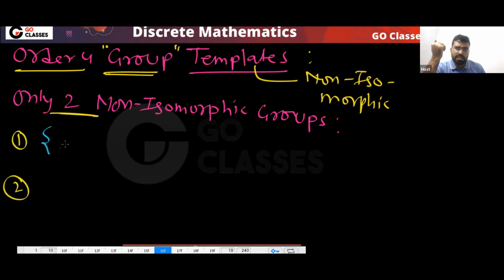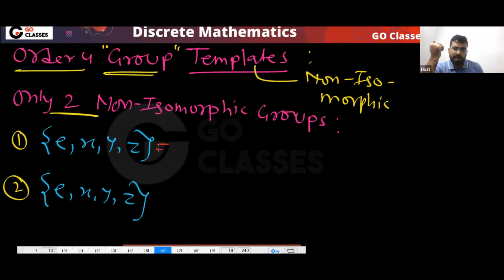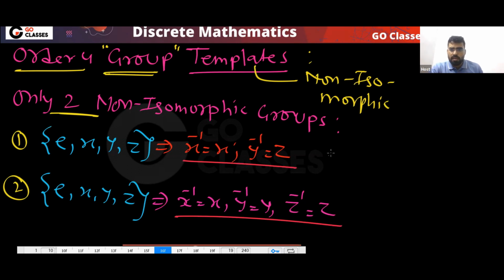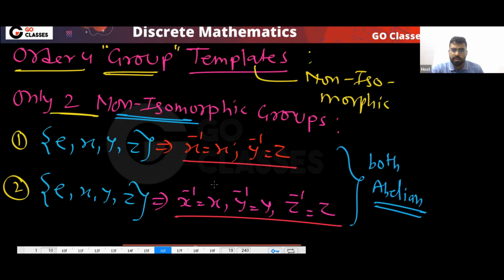In one template you have this type of situation. These templates are also important. Okay, one template is like this, and another template is like this. So 2 templates you have, and both are abelian. So only 2 non-isomorphic groups you have, and these are the templates, and both are abelian.